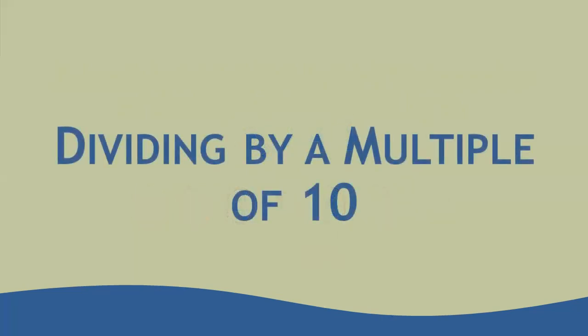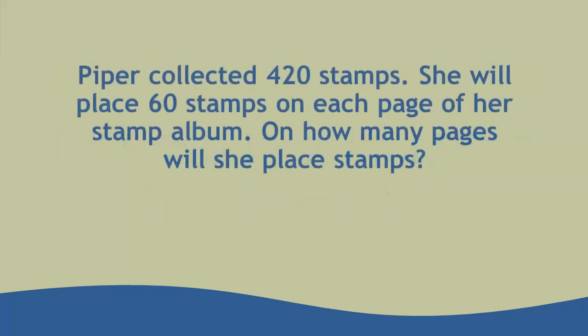Next, dividing by a multiple of 10. Here we have a word problem. It says Piper collected 420 stamps. She will place 60 stamps on each page of her stamp album. On how many pages will she place stamps? Okay, she has 420 stamps. That is our dividend. She will place 60 stamps on each page of her album. 60 is our divisor, and we are looking for a quotient. So we're going to take 420 and divide it by 60.